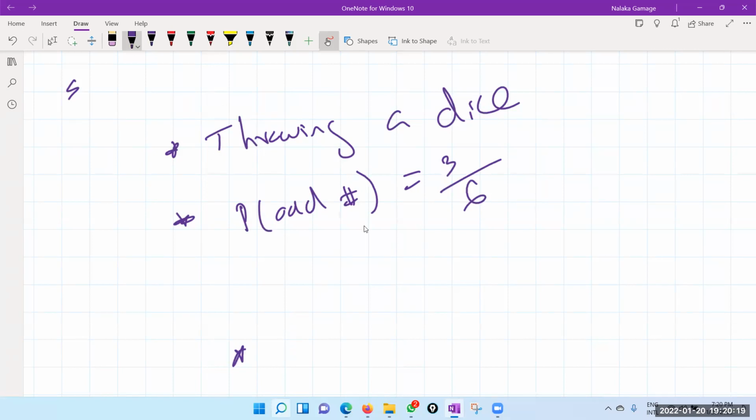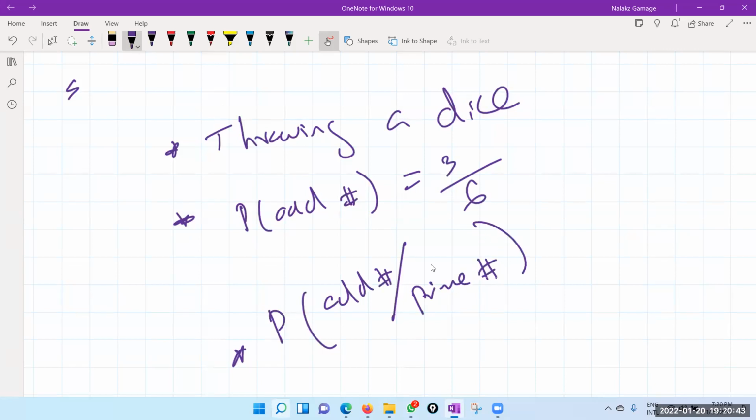Now my second question. Given it's a prime number, what is the probability of it being an odd number? That is a conditional probability: the probability of getting an odd number given we have got a prime number. Now you can forget about the total sample space, because you know that we have already got a prime number. So your sample space is now narrowed.